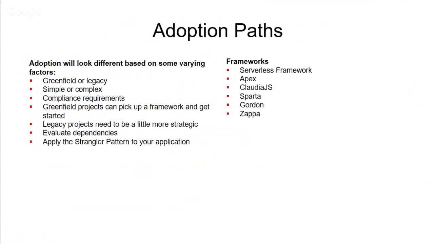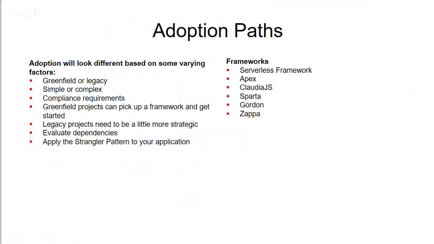And next is adoption path. This is one of the interesting things. How do I migrate to serverless? First you need to ask these questions: whether it's going to be a greenfield or whether it's going to be a monolithic legacy application. Whether it's going to be a simple application or complex. What are my complex requirements? Then you can pick up a framework and get started. There are lots of high-level serverless frameworks which you're going to see in a moment.